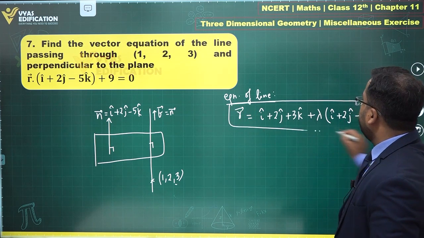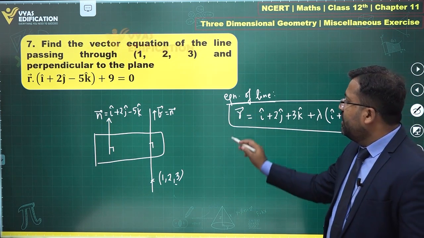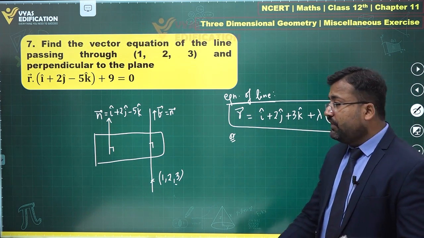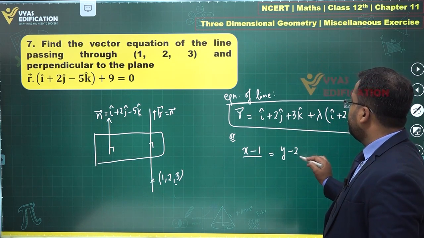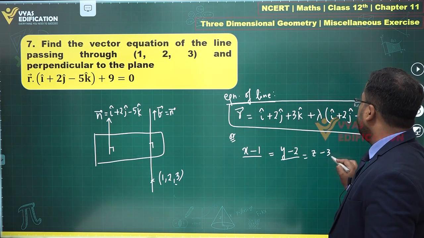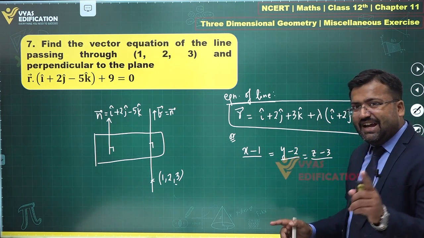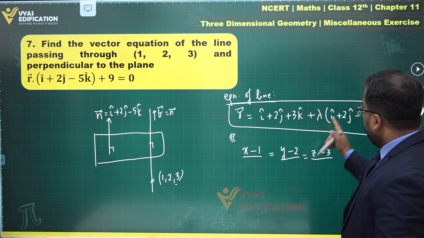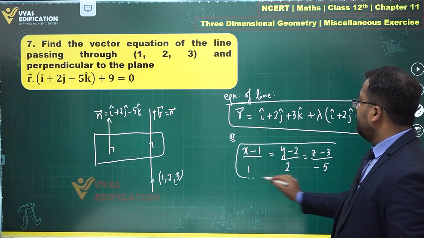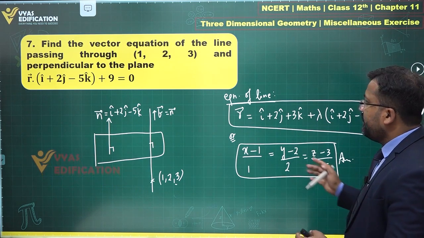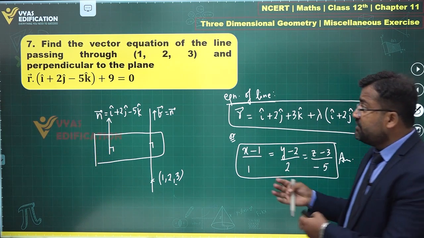This is my equation of line in the vector form, or you can write it in the Cartesian form as x minus 1, y minus 2, z minus 3. That's a point (1, 2, 3), and the direction ratios of the normal, which is 1, 2 and minus 5. This is the equation in the Cartesian form. This or this is my final answer for this 7th question, as you can see over here.